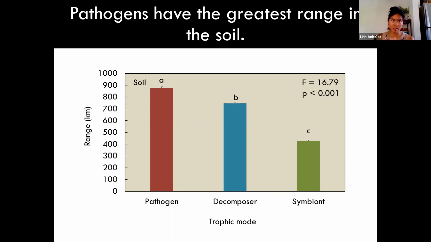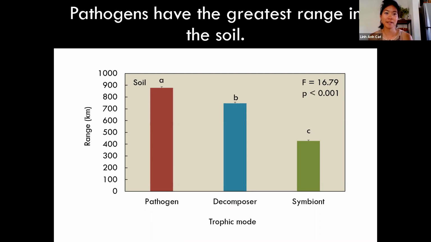So range is measured in kilometers here, from 0 to 1,000 kilometers. And we get the range for each species of fungi, and then we average it across all the species that are considered pathogens, and all the species that are considered decomposers, and all the species that are considered symbionts or beneficial fungi. And so what you find is pathogens have the broadest range in the soil.